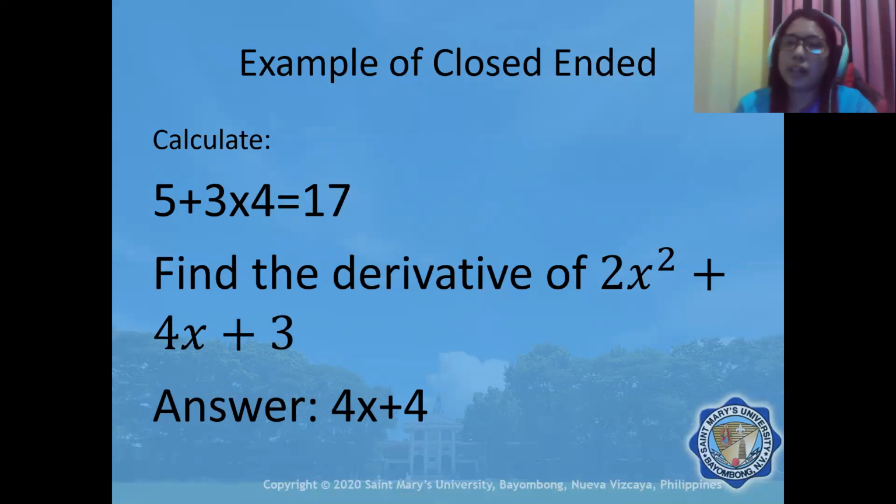Unlike the open-ended example given, where we provided you with multiple answers, and those multiple answers are all correct.